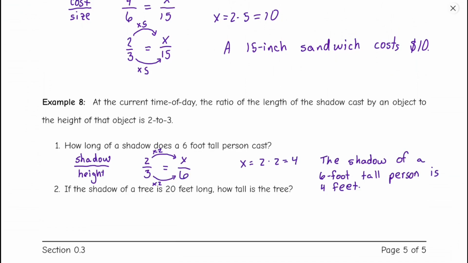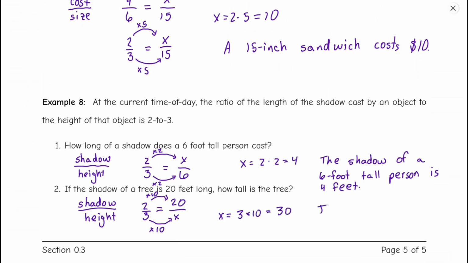In part 2, if the shadow of a tree is 20 feet long, how tall is the tree? So again, you still have the same ratio of shadow over height, which is 2 over 3. Now that I know what the shadow is, the shadow goes on top, and I need to know how tall the tree is. So I multiply by 10 to get from 2 to 20. So I multiply 3 by 10 to get x. So x equals 30. So the tree is 30 feet. And that is it for section 0.3.